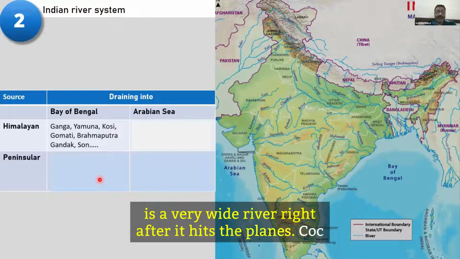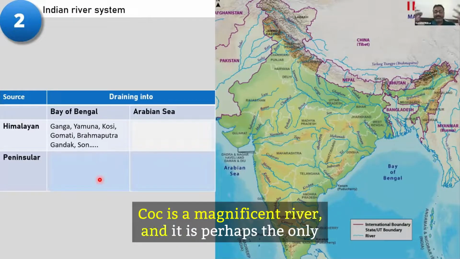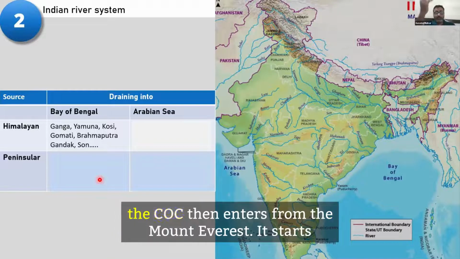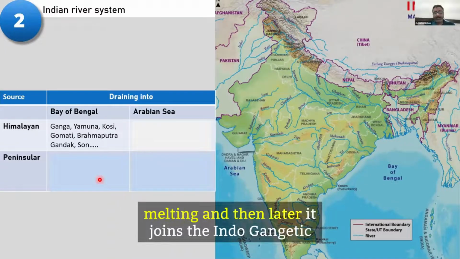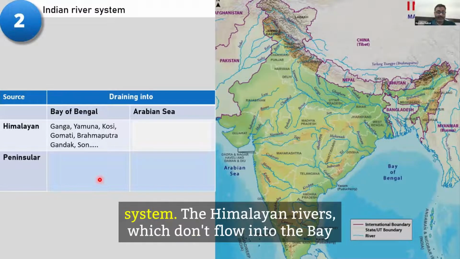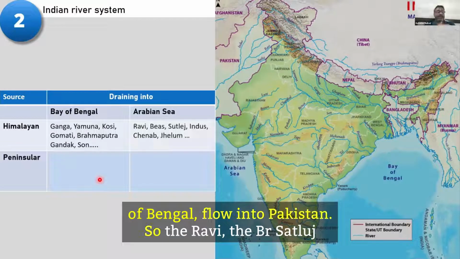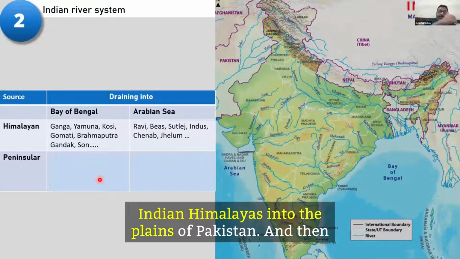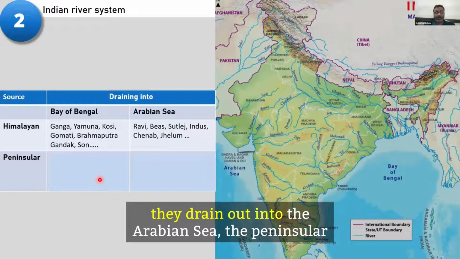Right. The Kosi is a magnificent river, and it is perhaps the only river which has Mount Everest as its source region. So the Kosi enters from Mount Everest, it starts melting, and then later it joins the Indo-Gangetic system. The Himalayan rivers which don't flow into the Bay of Bengal flow into Pakistan. So the Ravi, the Beas, Satluj, Indus, Chenab, all of these rivers finally move from the Indian Himalayas into the plains of Pakistan, and then they drain out into the Arabian Sea.